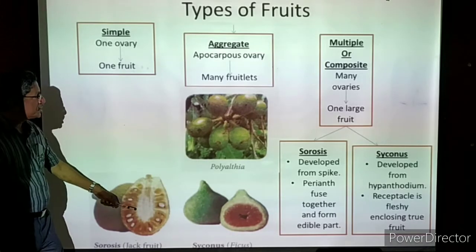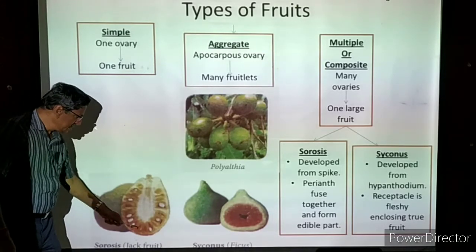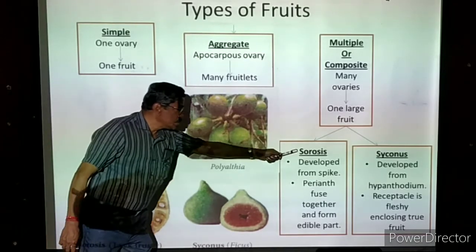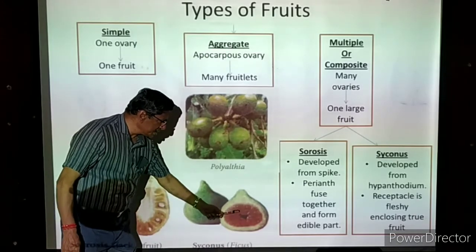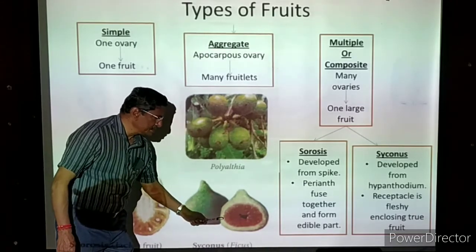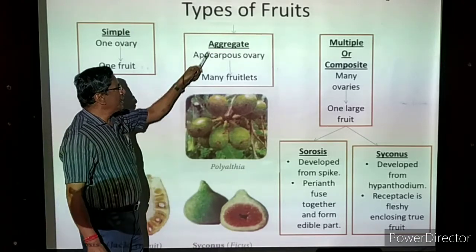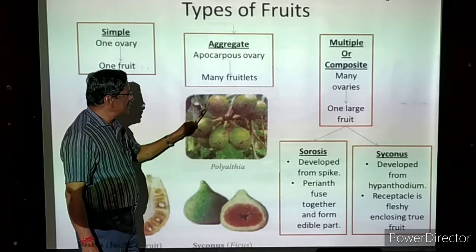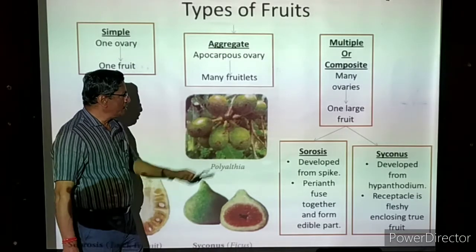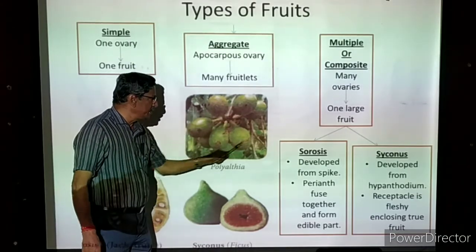Now take these two pictures we are giving. This is the jackfruit, which comes under sorosis. This is the cross section of Ficus, the banyan fruit. This is the vertical section we have taken. For aggregate fruit, here you can see the cluster of fruitlets, but all developed from a single ovary.